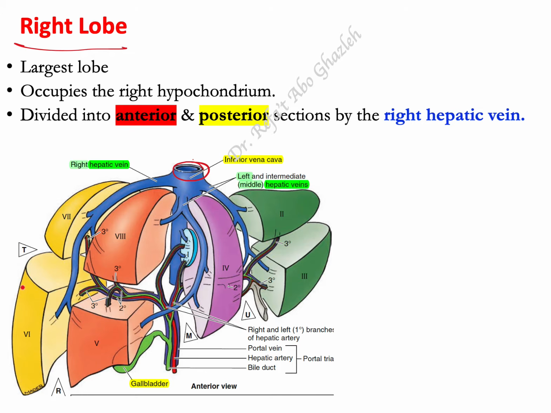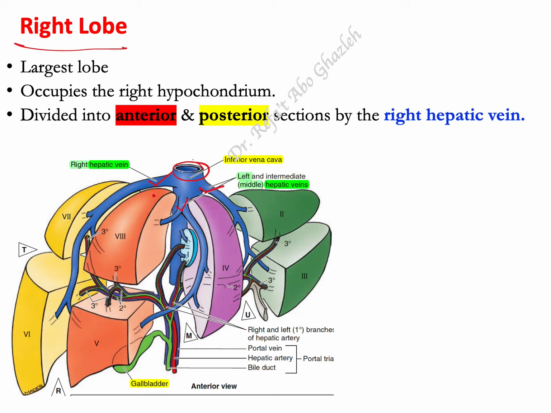Now, this is the liver. The blood from the liver returns through three major veins, right? Through the right hepatic vein, middle hepatic vein, and left hepatic vein. And these veins divide the liver into different sections, or many sections, which is indeed the functional division.